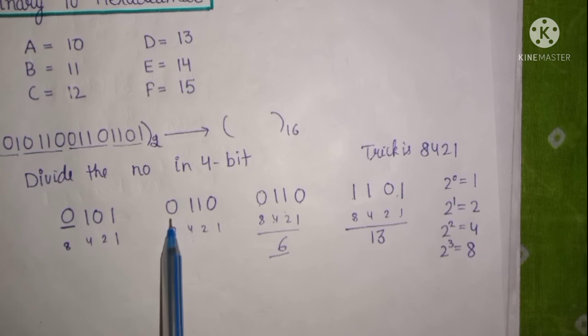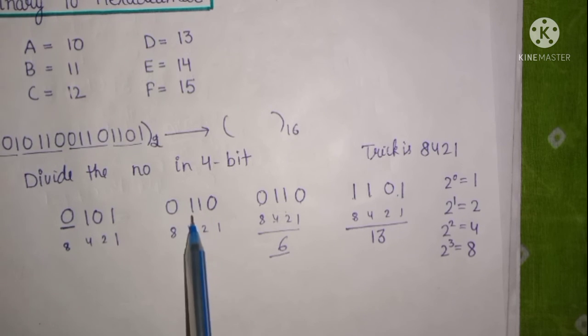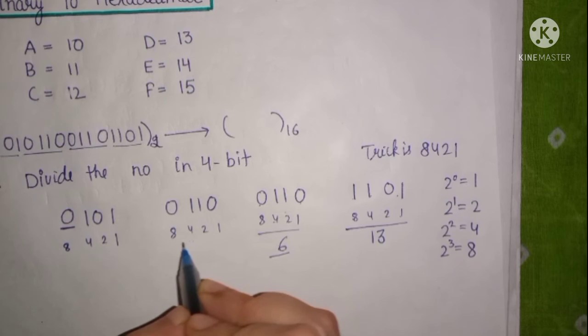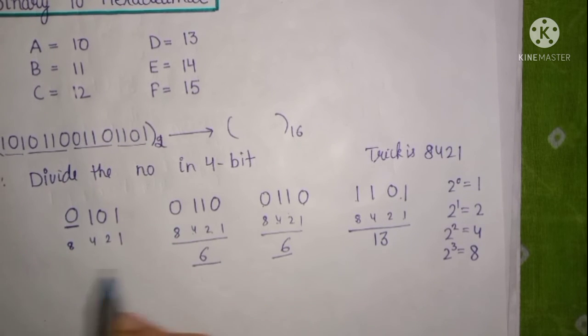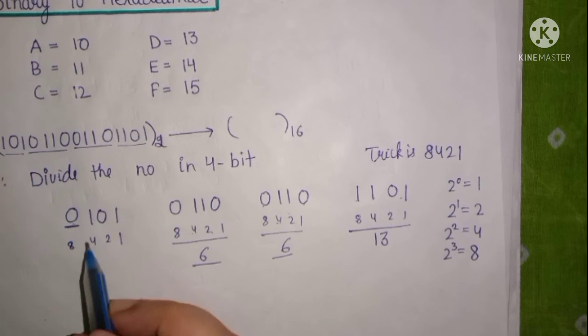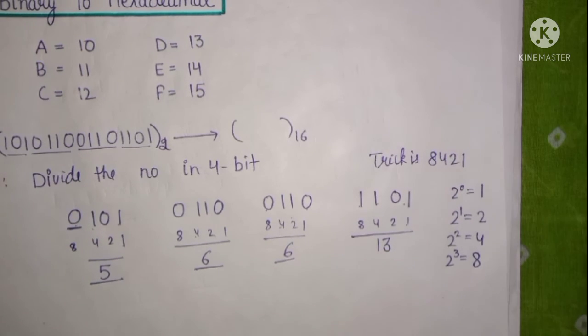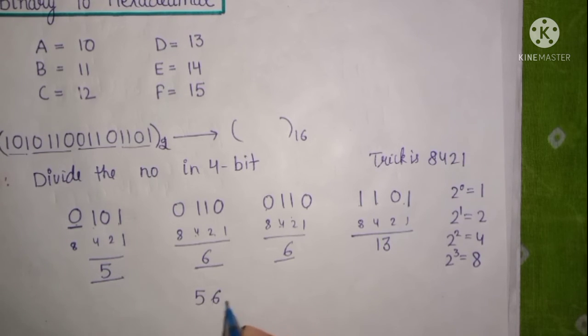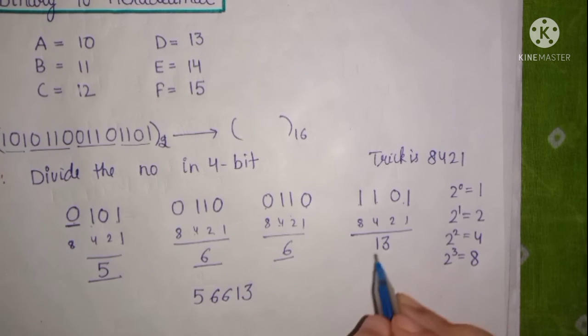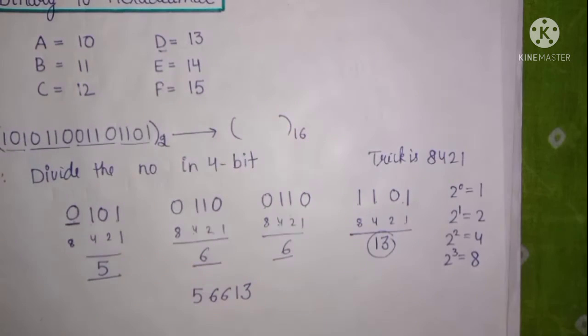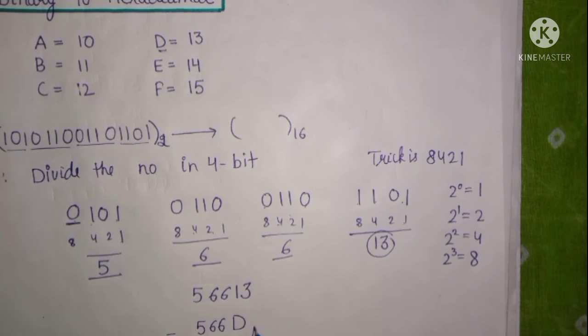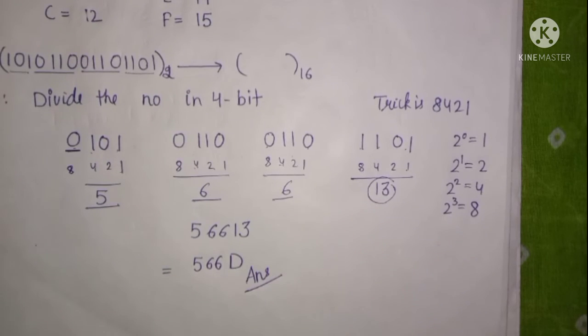Next, 0 written there, 0 written there, 1 is written there, so we will add only the 1 bits. 4 plus 2, 6. And 0 here, we do not sum it up. 1, 1, so 4 plus 1, 5. Right? So the answer that comes here is 5, 6, 6, 13. But it is not the correct answer. Why? Here the answer is 13, and for 13 we have to write D. So the answer will be 566D. This is our correct answer.